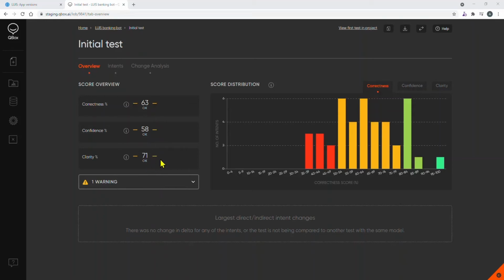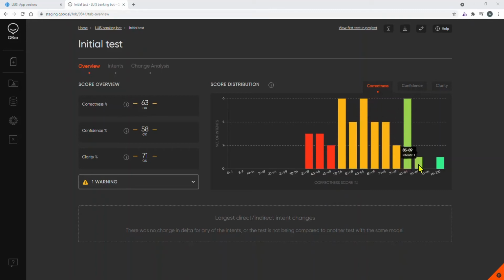On the right, you can see the score distribution graph. As well as the overall metrics for correctness, confidence and clarity, chatbots also gives these metrics for individual intents. And the graph shows the distribution of each intent by bracket of score, 0 to 4, 5 to 9, 10 to 14, etc. So for our model, there are a few intents marked in red, so this is indicating that correctness is very low, and quite a few intents in amber and some in green.